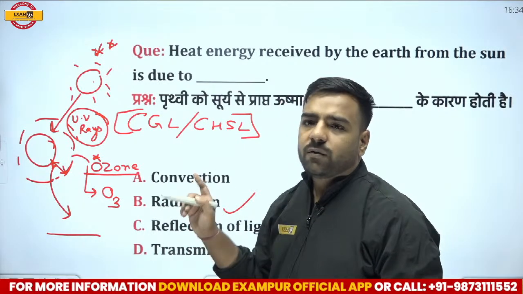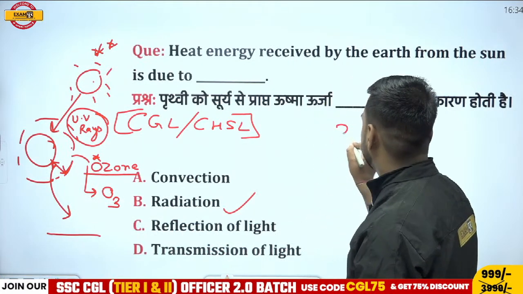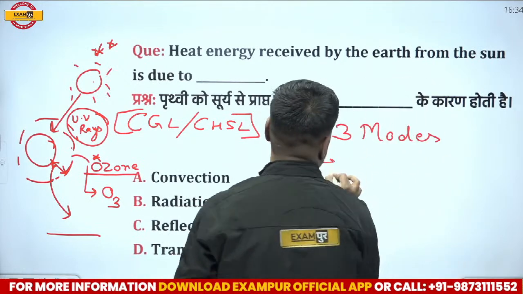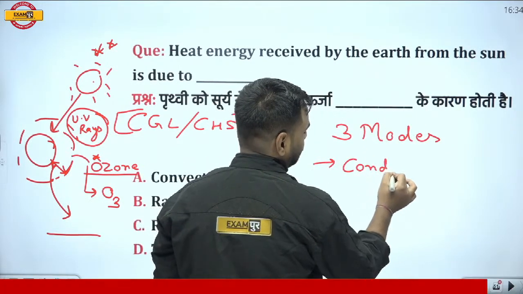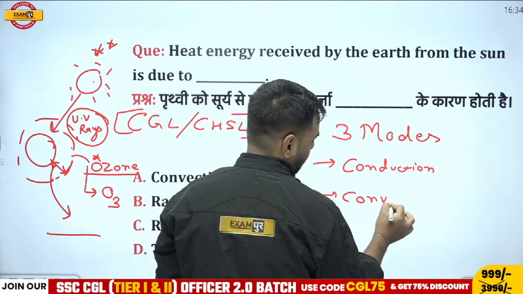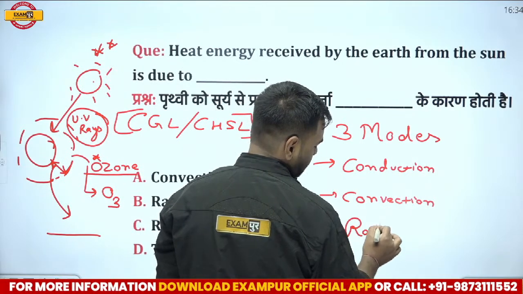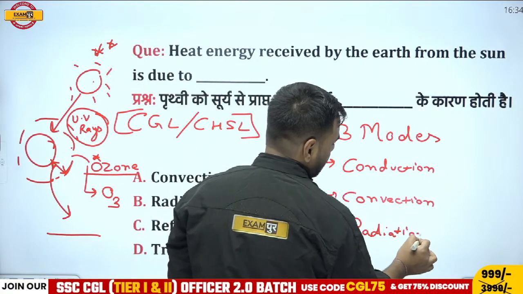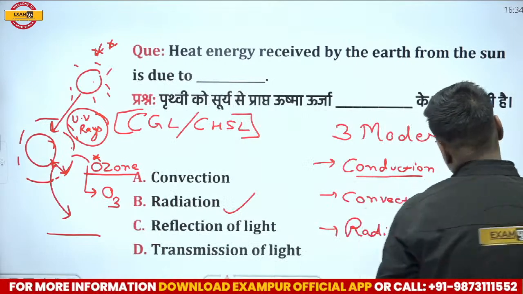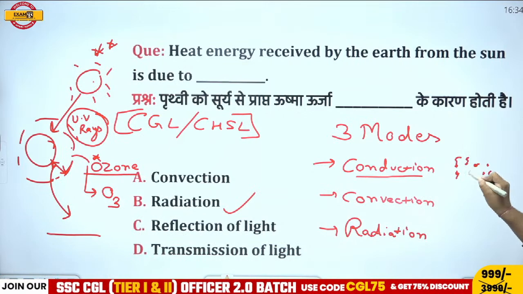After that, when we're talking about heat transfer, how many modes are there? So there are three modes of heat transfer. Three modes. First mode is conduction. Second mode is convection. And third mode is radiation. Now, if I talk about conduction, what is happening here? In the conduction part, the molecules which are present here are actually not moving. They are vibrating at the same location.